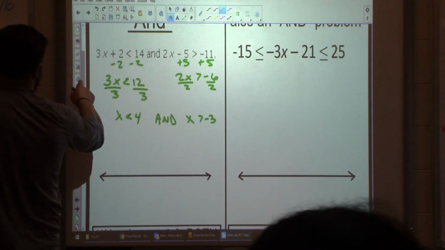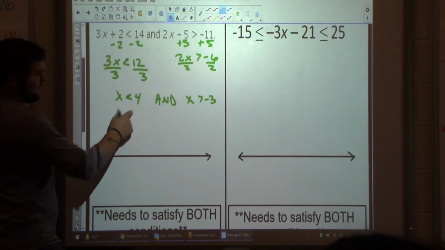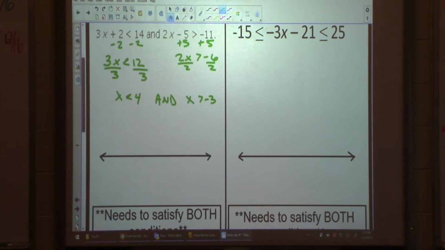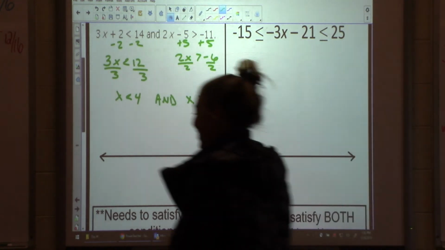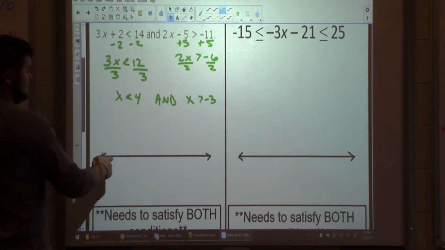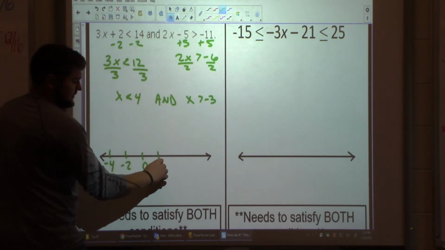Alright guys, if we're going to graph this, we have x is less than 4 and x is greater than negative 3. You good? Alright. So, I know I need between negative 3 and 4, so when I put those numbers on my graph, I need to have those somewhere in there. So I'm going to start at negative 4. I'm going to go by 2.